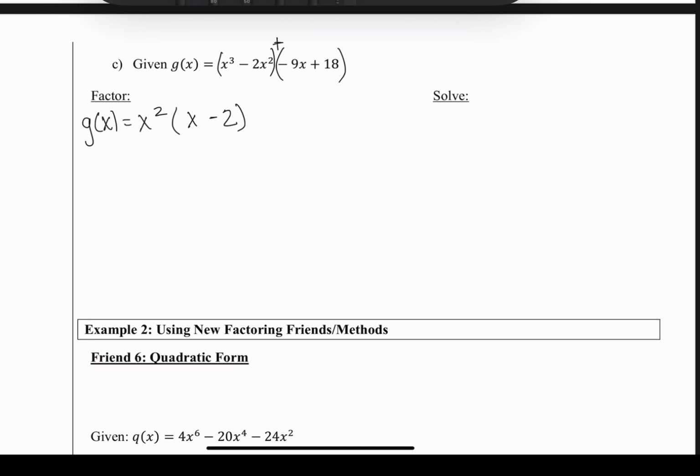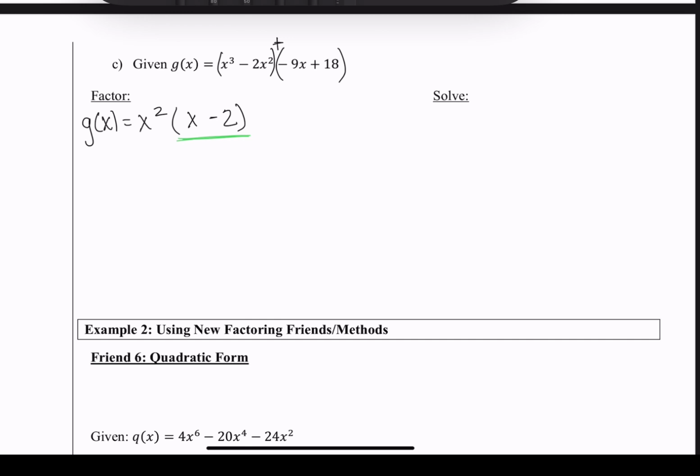Now let's work on the second grouping. When I factor out my greatest common factor, or my greatest common monomial, from that second grouping, my goal is to be left with something that looks a lot like this factor right here. So ask yourself, what can I factor out of there?